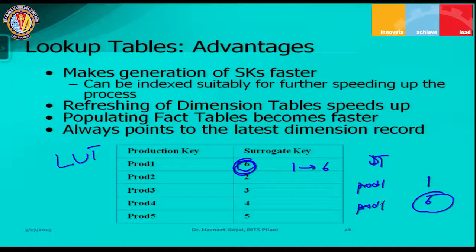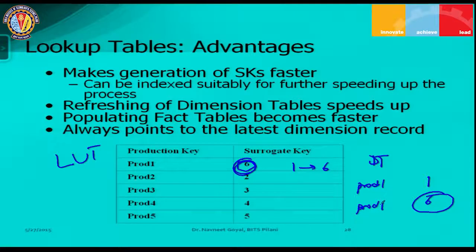So it makes generation of surrogate keys faster, because I need to do a lookup. Instead of going to the dimension, I go to this mapping table, which has only 2 records. So more and more records can pack into a block for comparison. And refreshing a dimension table speeds up because of this.